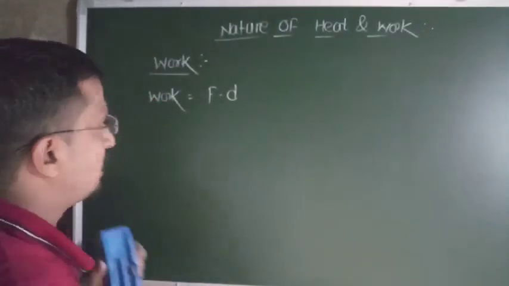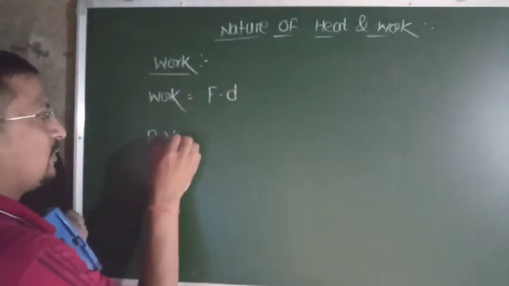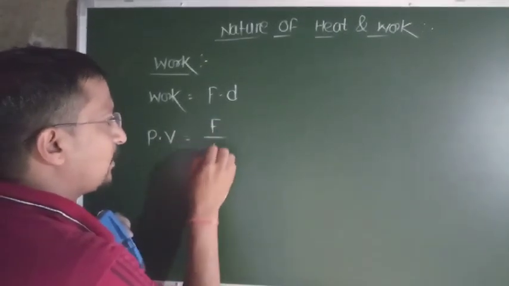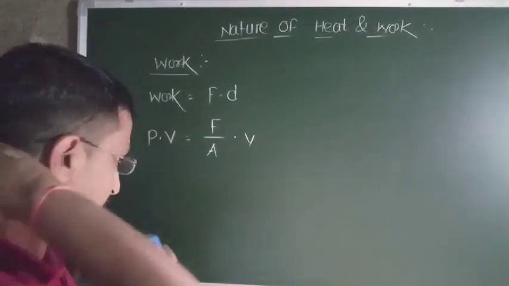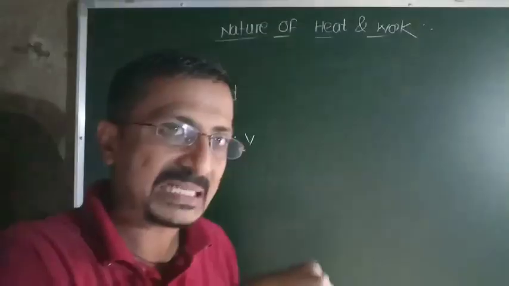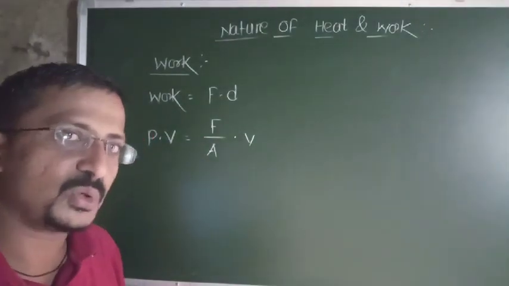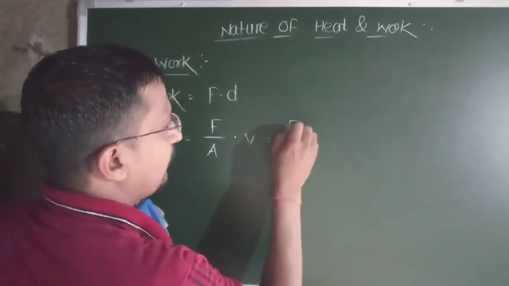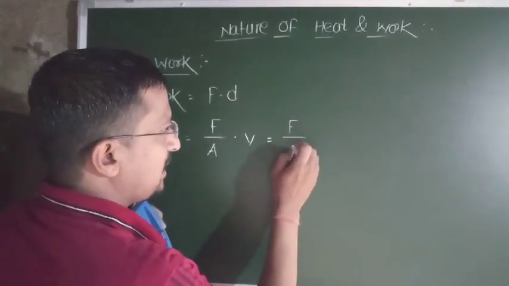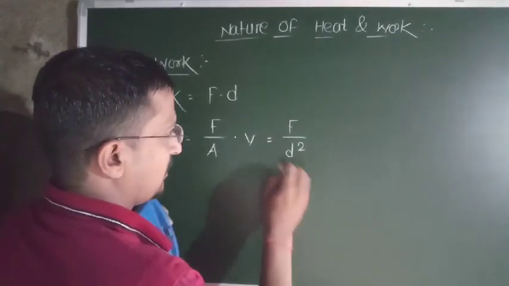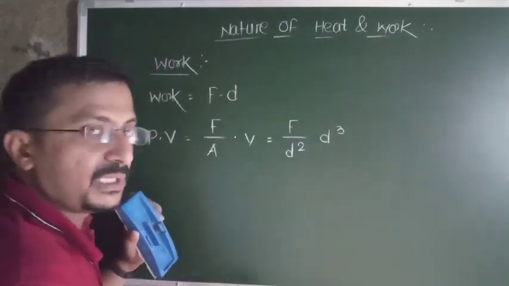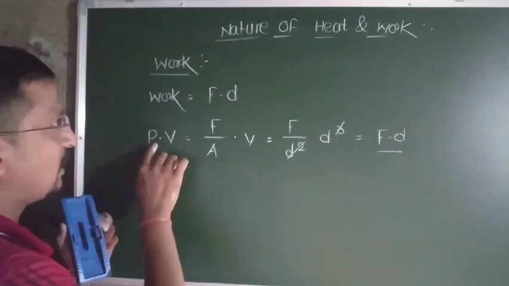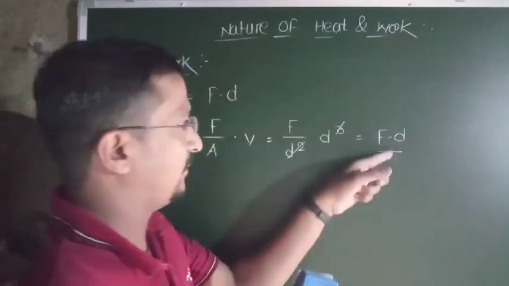Now for that purpose, if we consider pressure-volume type of work, PV, then we know that P is nothing but force per unit area, and volume is V. Suppose during the change in pressure and volume inside the cylinder, the piston moves through a distance d. Then F divided by area, which is d squared, and volume is nothing but d cubed. So d squared cancels with d cubed, and it becomes F into d. That is, the pressure-volume type of work is nothing but F into d. That is the work.